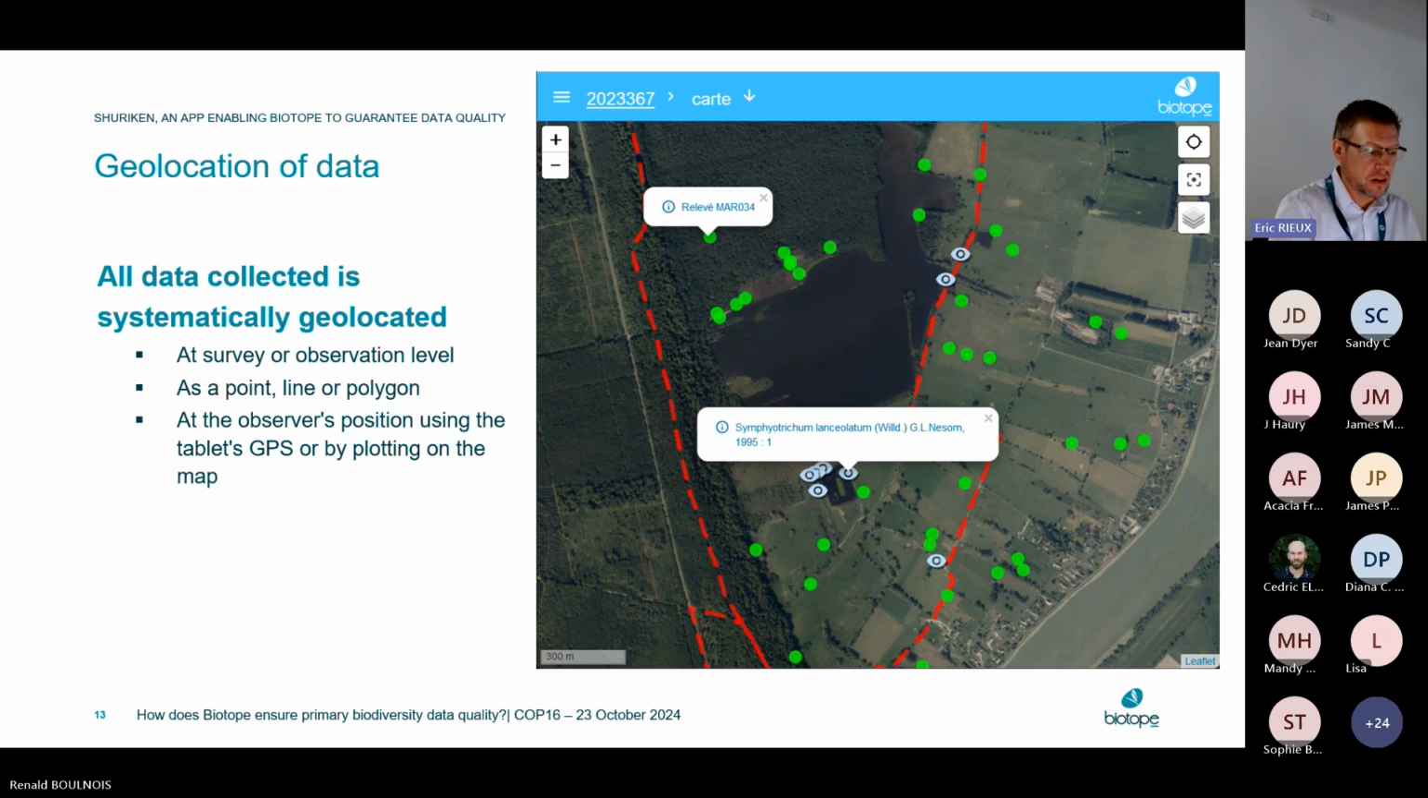When the data are collected, they can be geolocated directly during the survey or at observation level. They can be collected as a point, a line, or a polygon. So you can say this is a patch of population of this species with the polygon. And at the observer's position using the tablet GPS or by plotting directly on the map the information. So, geolocation of the data.